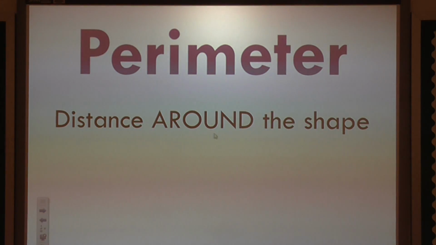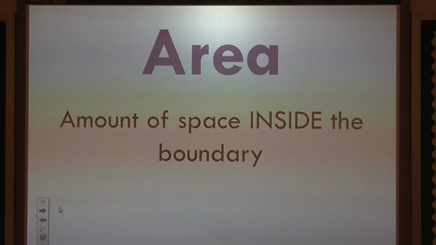Perimeter is the distance around the shape. If you were building a fence around your yard, the perimeter would be the length of the fence. Area is the amount of space inside the boundary. So once you fenced in that yard, if you were laying down sheets of grass, it would be how much grass would need to be put down. If you were laying down carpet in a house, how much carpet would need to be put down. That's the area inside of whatever the boundary of the space is.